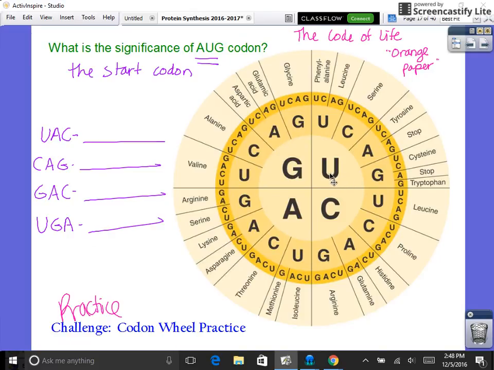Okay, if you've restarted your video, UAC is tyrosine, CAG is glutamine, GAC is aspartic acid, and UGA is stop. So we are going to stop here, and you're going to practice, which is called the challenge codon wheel practice, and you're going to work on that and get your answers checked.